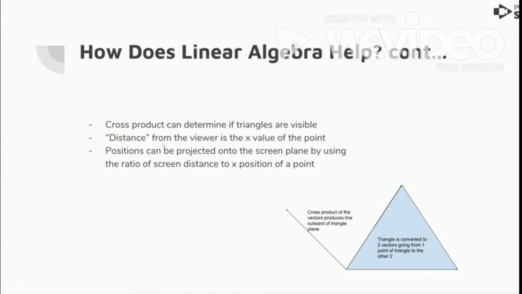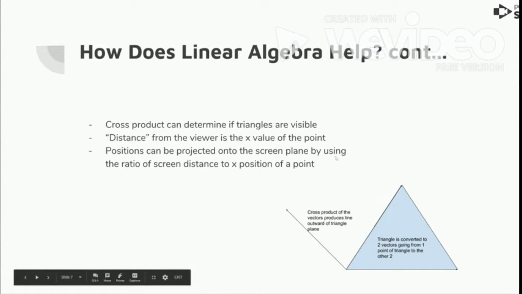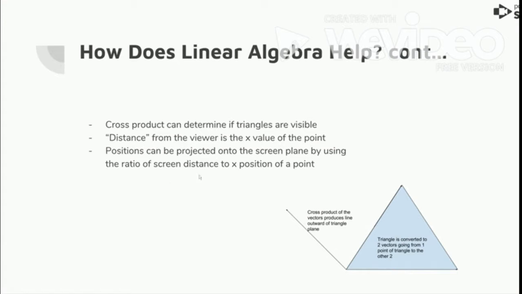From our prior rotations, the distance from the viewer can be simply said as the x value of our point, because the center of view is the x-axis. And we can use this simplification to project the dot positions of this triangle onto the screen simply by using the ratio of screen distance to the x position of a point, with screen distance being some variable we set that is fixed.